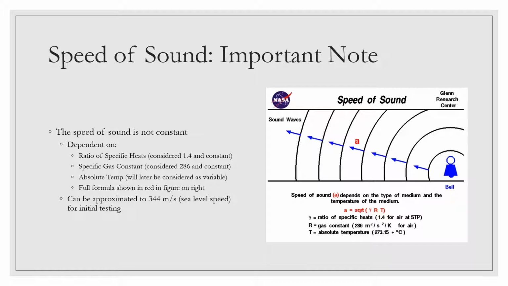An important note about the speed of sound. Speed of sound is not constant. It is dependent on the ratio of specific heats, the specific gas constant, and absolute temperature. The full formula is shown in red in the figure on the right, and can be approximated to 344 meters per second at sea level.